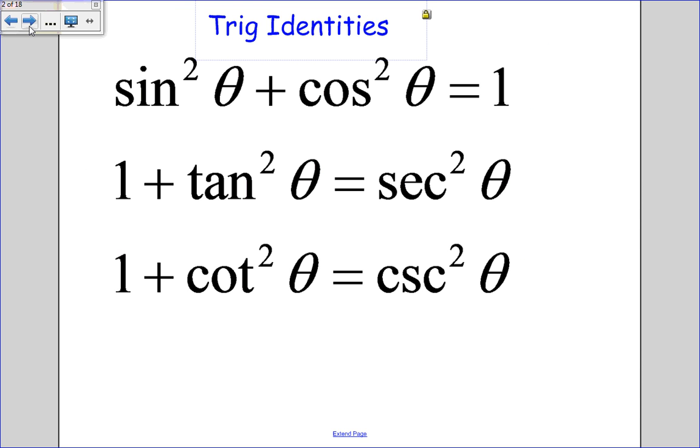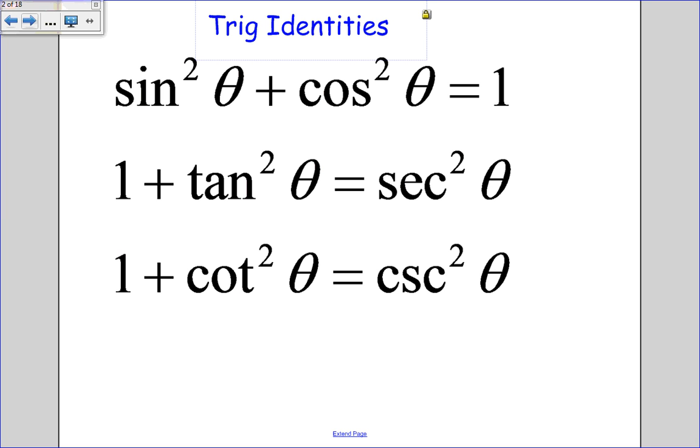I cannot stress to you enough how important this is. These 3 trigonometric identities are going to be your milk for everything that you normally do for your breakfast, right? This is very, very important. Everybody likes their milk for breakfast. Most people do, unless you're lactose intolerant.